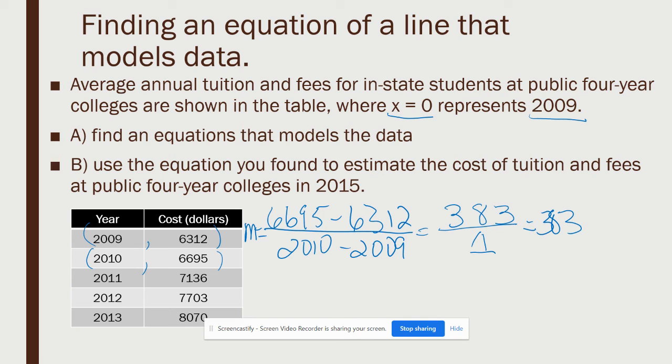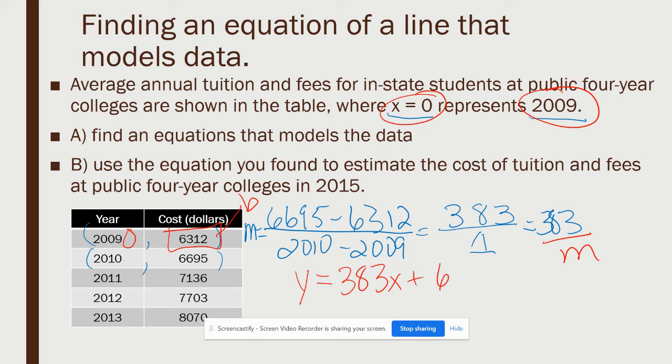Then we can use the fact that they're telling us x is 0 represents 2009. So (0, 6312) means that 6312 is our y-intercept. Remember, this is our slope. So y is equal to 383x plus 6312.